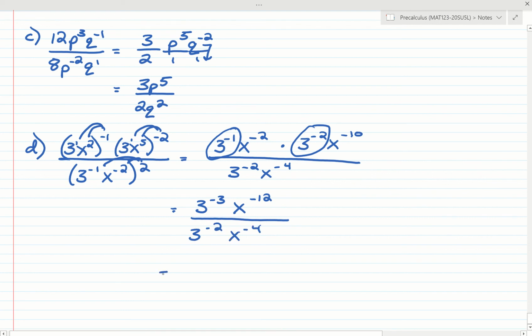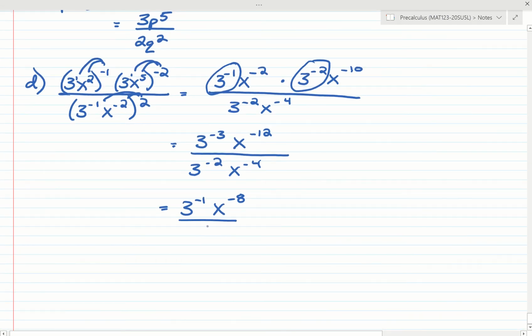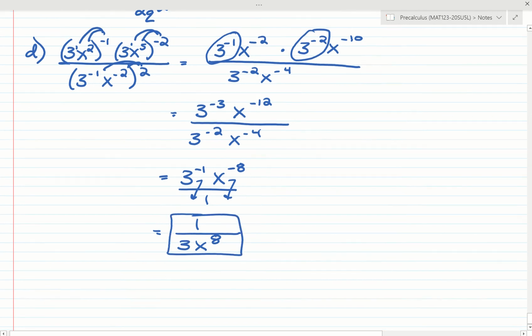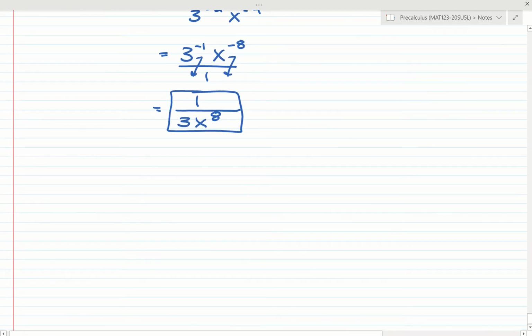And we'll finish this here. Same base, so we subtract. Negative 3 minus negative 2 is 3 to the negative 1st. Negative 12 minus negative 4 is negative 8. We take care of negative powers by bringing them to the denominator. We would have 1 over 3x to the 8th. Okay. So now let's talk about what are called rational exponents.